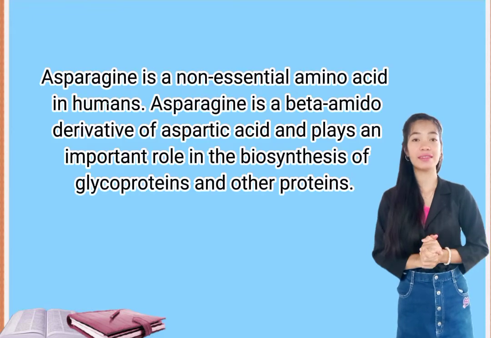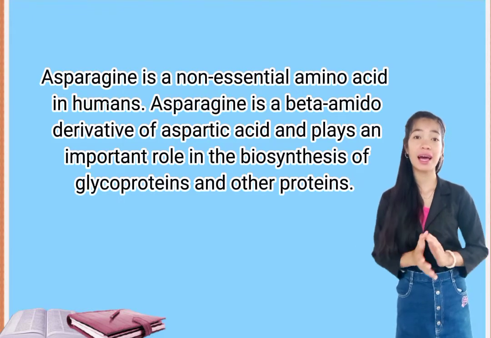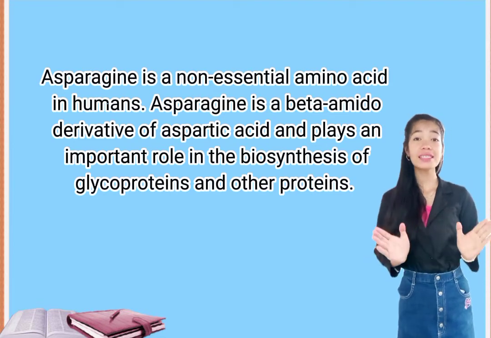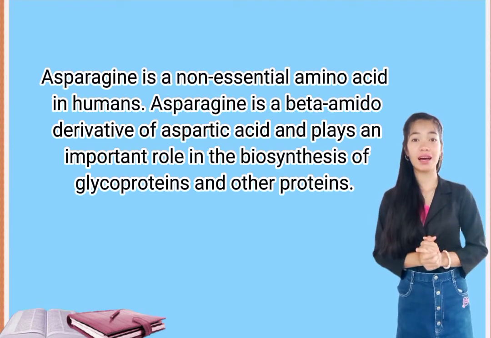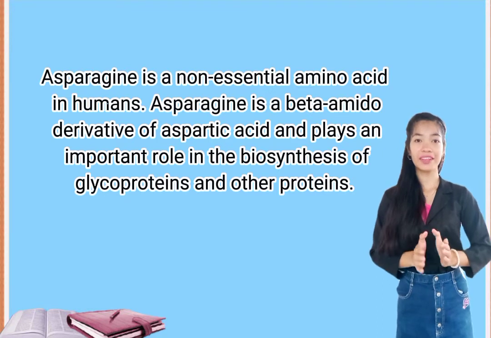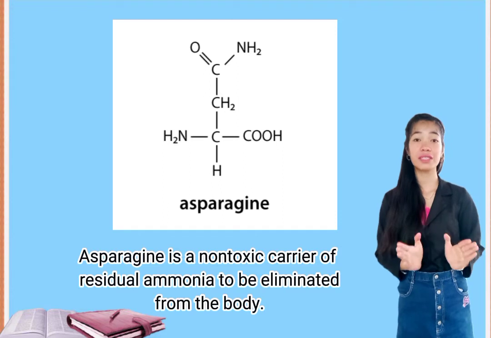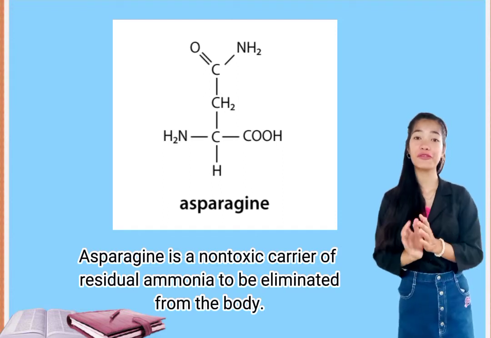Asparagine is a non-essential amino acid in humans. Asparagine is a beta amino acid derivative of aspartic acid and plays an important role in biosynthesis of glycoproteins and other proteins. Asparagine is also a non-toxic carrier of residual ammonia to be eliminated from the body.